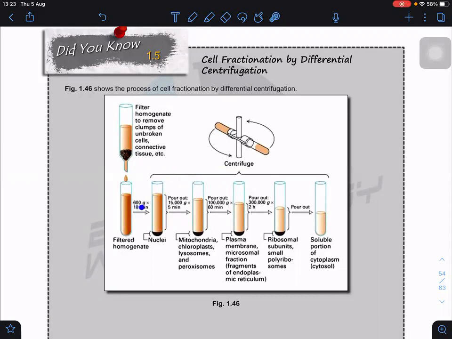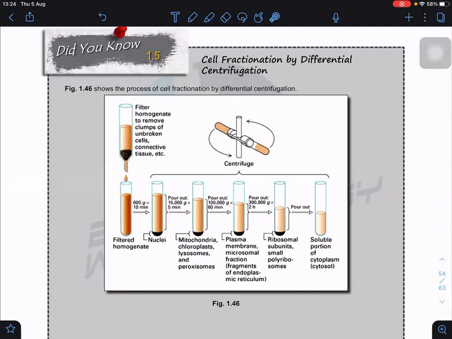Now, we cannot use 600 again, because just now we used 600 and we cannot get the mitochondria out. We cannot get the chloroplast out, right? We cannot get the ribosome out. So it means that I have to increase the speed, so that I can increase the gravitational force. So we pour out these liquids and then we spin it again, but we increase the speed to 15,000 times the gravitational force. Are you clear? At this speed and after 5 minutes, we will be able to get mitochondria out, chloroplast, as well as lysosome.